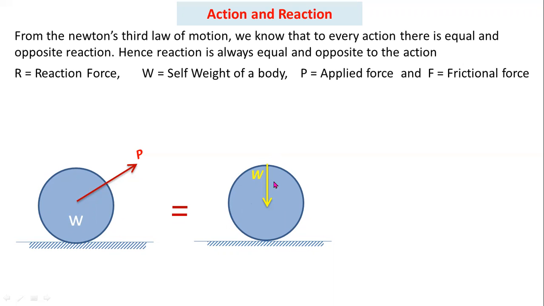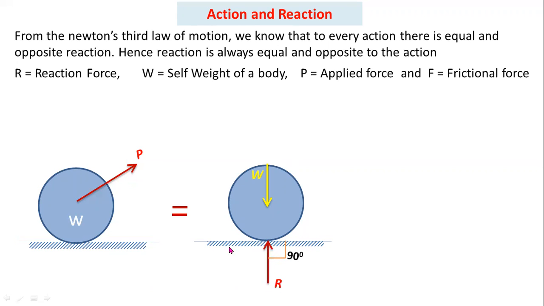Now you have to draw a reaction force. Here this point is the contact point between the horizontal surface and the roller. At the point of contact there is an opposite reaction. So here this is the reaction force. The reaction force is always perpendicular to the surface.